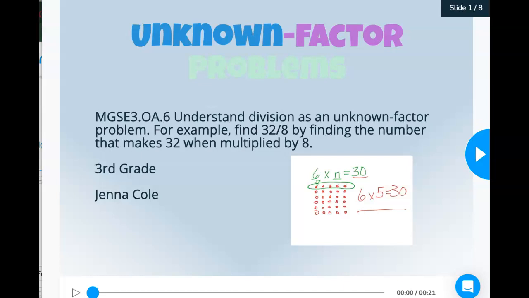The ISTE standard that is addressed through this lesson is 1.1c, Empowered Learner, which states that students use technology to seek feedback that informs and improves their practice and to demonstrate their learning in a variety of ways.